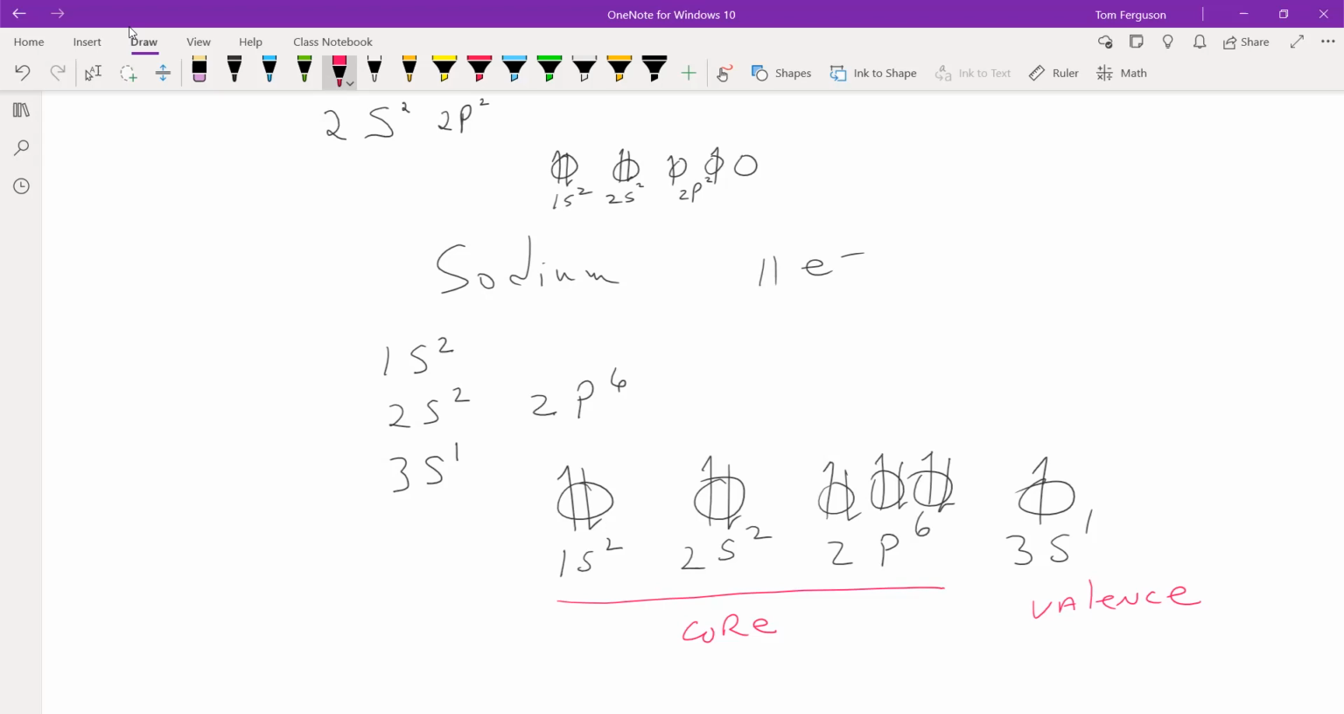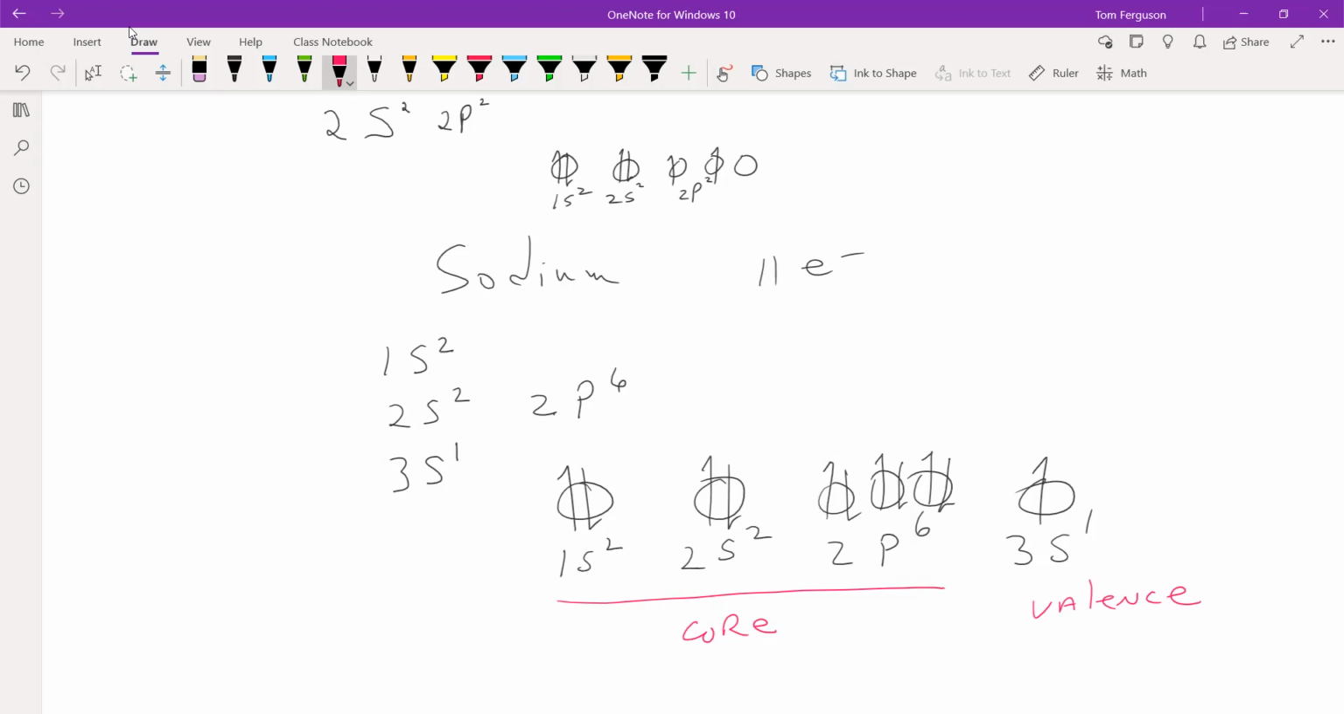Stability rules the game. And if something is super stable, it's going to take a lot of energy to take it apart. If it's real unstable, it doesn't take much energy at all. It just comes right apart. And that's why ions form. Stability reasons. Electrons come, electrons go.